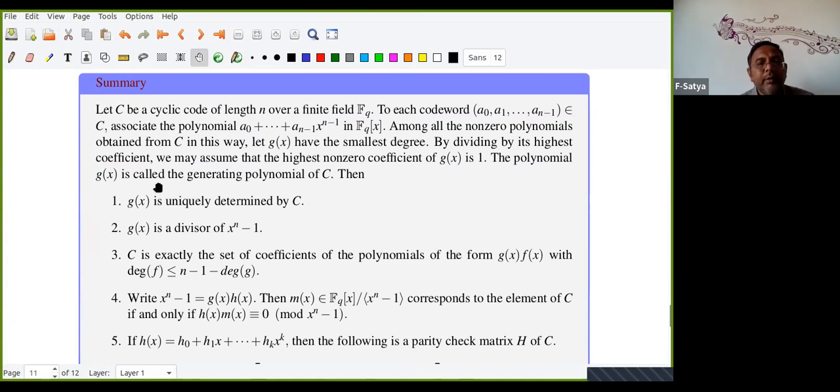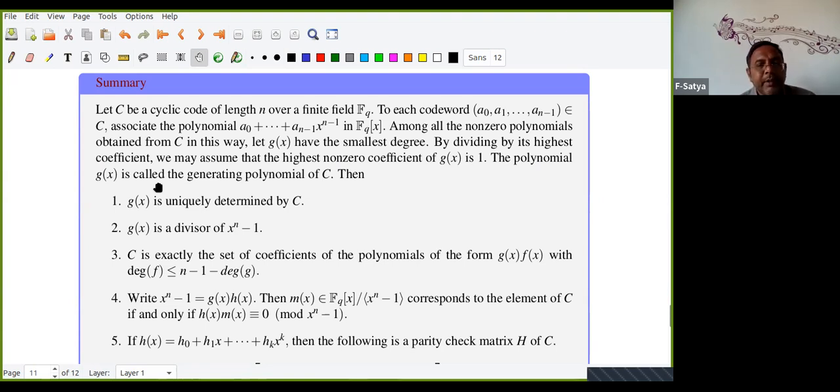Yeah. So if you follow this carefully, then everything from the last class and this class will be clear. Let C be a cyclic code of length n over a finite field Fq. Each code word is associated to a polynomial. Among all non-zero polynomials obtained from C in this way, let g(x) have the smallest degree and be monic. By dividing by its highest coefficient, we assume that the highest non-zero coefficient of g(x) is 1. The polynomial g(x) is called the generating polynomial for C. Then g(x) is uniquely determined by C.